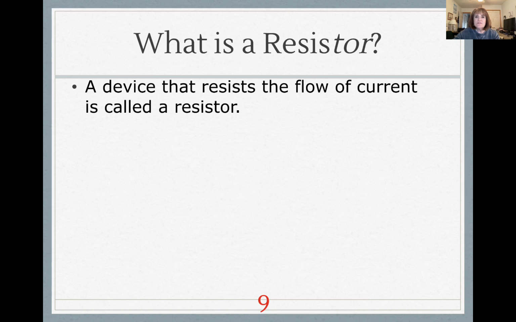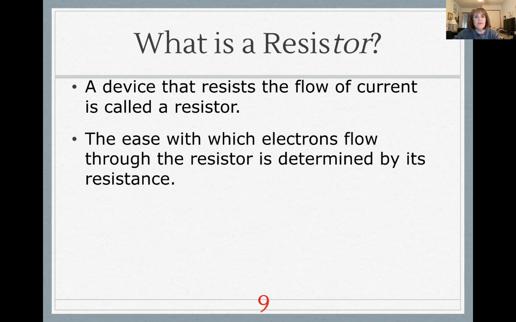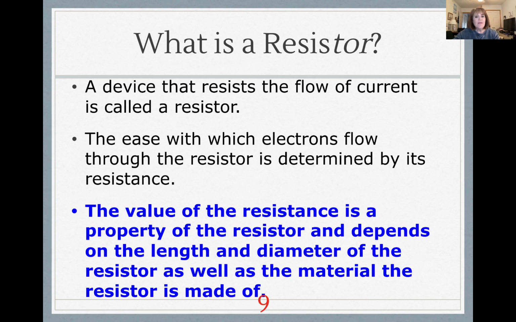A resistor is a device that resists the flow of current, and everything that you use will at some point resist the flow of current. Resistance, remember, is the ease with which electrons flow. So a resistor is determined by its resistance. The value of the resistance is a property of the resistor and depends on the length and the diameter of the resistor as well as the material it's made of.